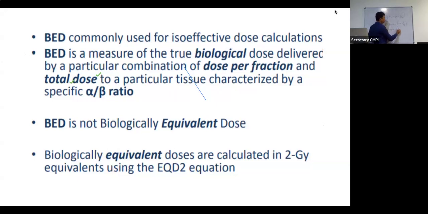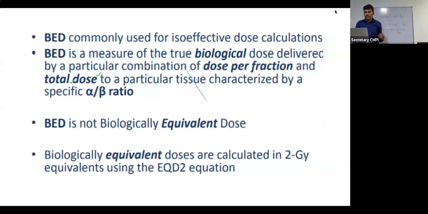What about this? 60 into 1 plus 2 by 10. 2 by 10 is 0.2. 1 plus 0.2 is 1.2. 60 into 1.2 is 72 gray. For normal tissue, if you calculate, it will come to 108 gray because that alpha by beta is lesser, so the value will be more. So don't confuse your prescription dose with BED. BED is totally different, the biological effective dose. If you have a 60 gray prescription, your BED is higher.